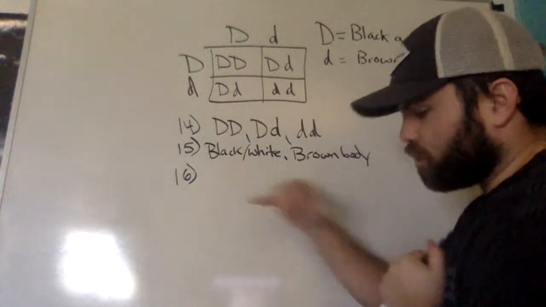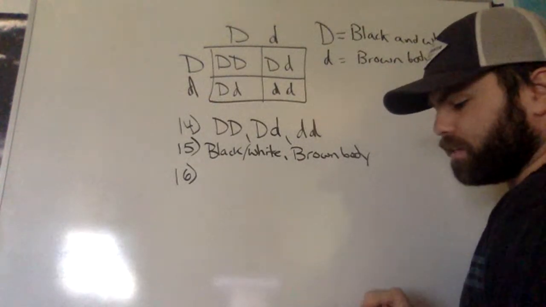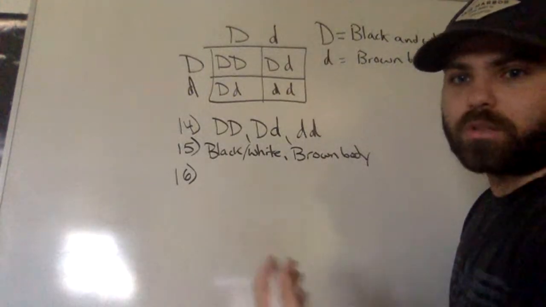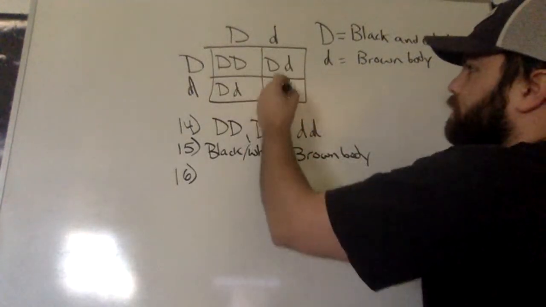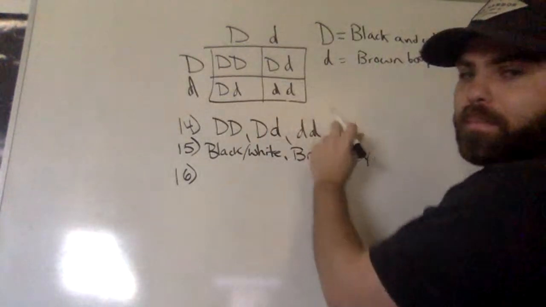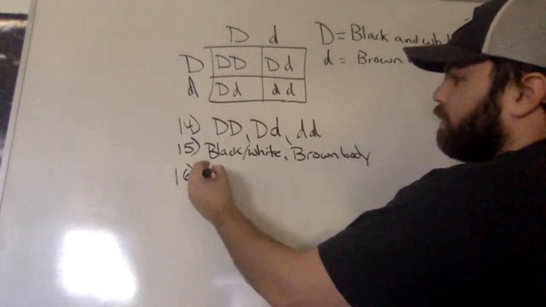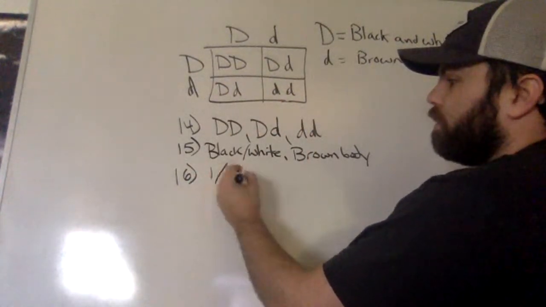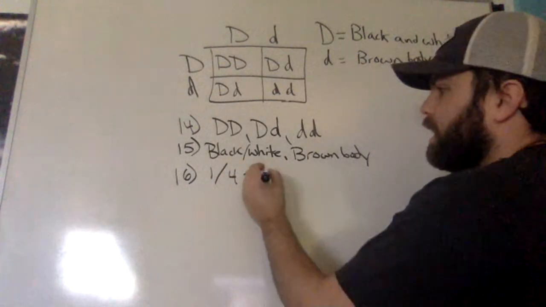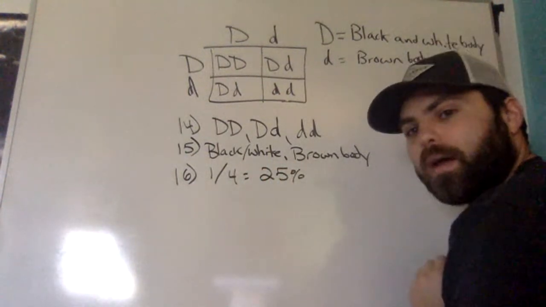So 16: what is the percent of the offspring that is homozygous recessive? Remember, homozygous, that's the same, and recessive, that is our lowercase. So we look at this, we only have 1 that is homozygous, the same, and it's recessive. So if it's 1 out of 4, the percent is 25%.